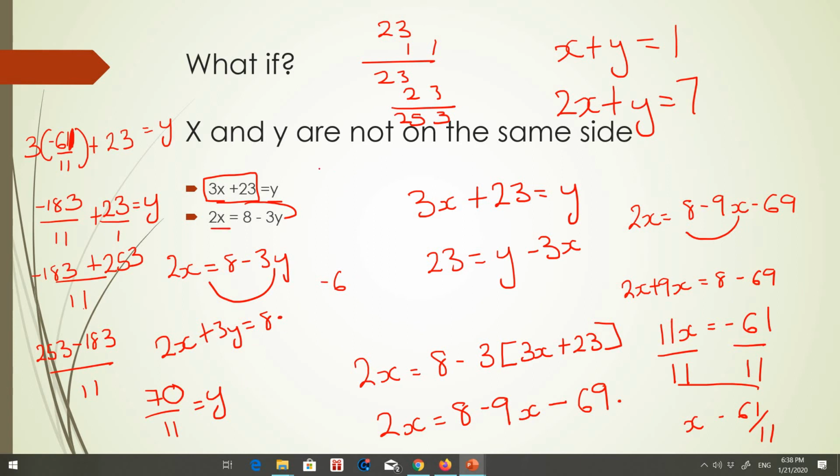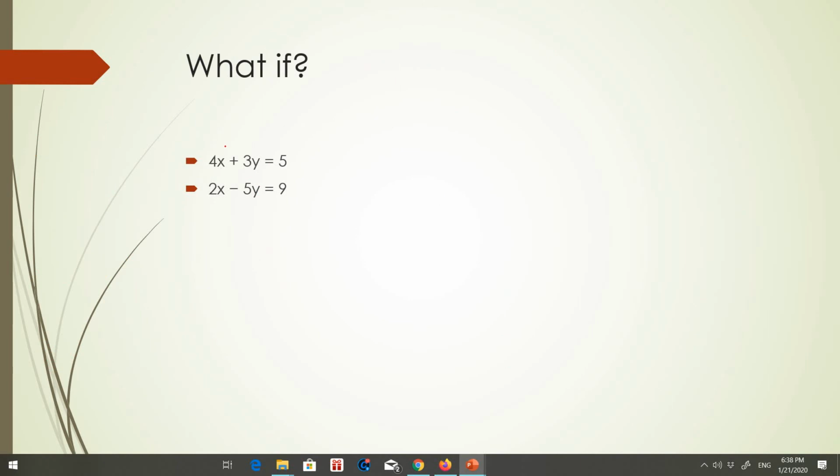So we have, let's put it here. I don't have space in the other side. Okay, you can just do this as an exercise. So let's see, 2x equals 8 minus 3y. So we established the fact that x was minus 61 over 11. So 2 times minus 61 over 11, we're going to get minus 122 over 11. So 2x is minus 122 over 11.